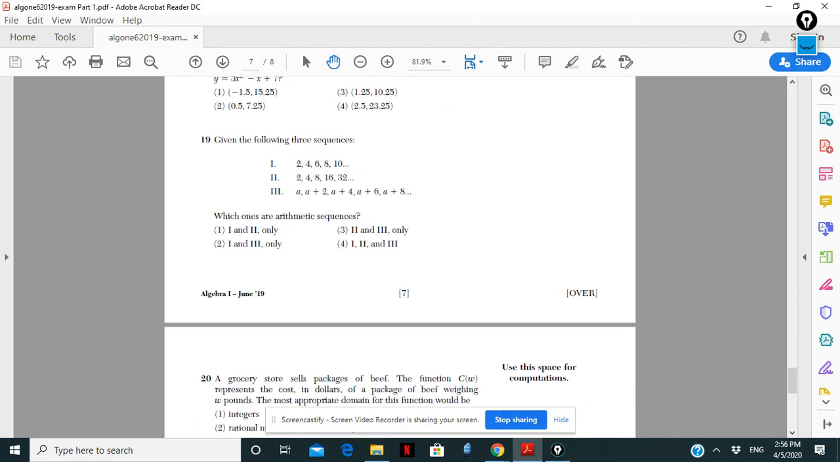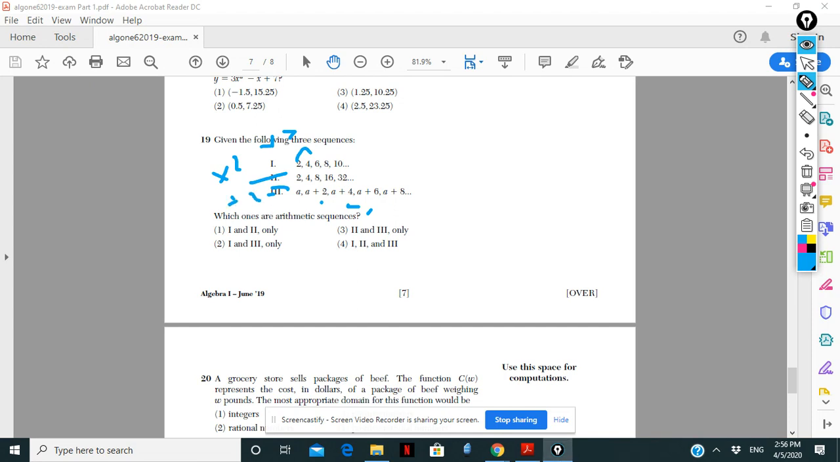Question number 19. We have these three sequences. For this one, I add 2. For this one, I multiply by 2. For this one, I add 2. So arithmetic means addition. If you're looking at 1 and 3, I added 2. So it's only 1 and 3. So the answer is 2, because 2, as I said, is coming by multiplication by 2, not by adding 2.